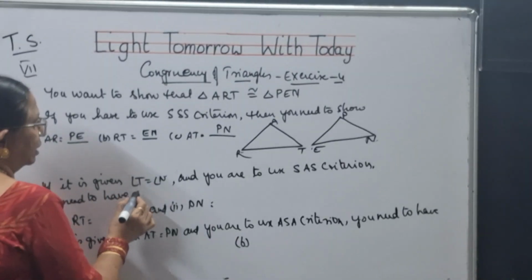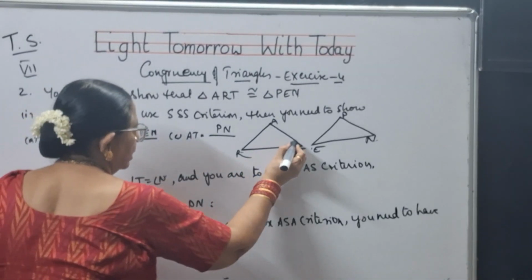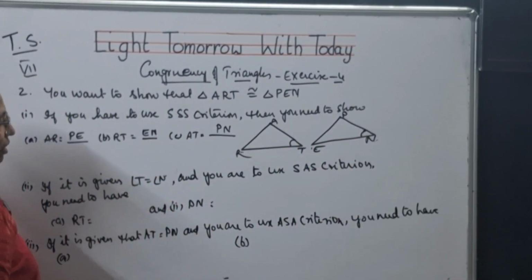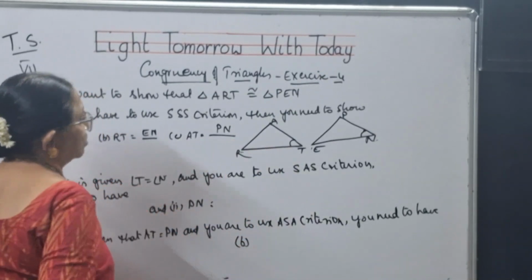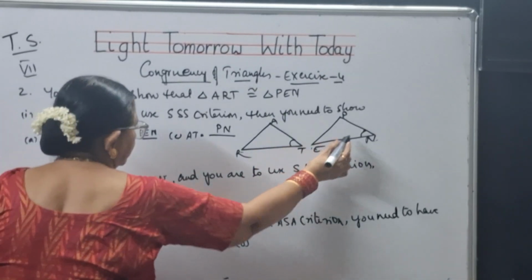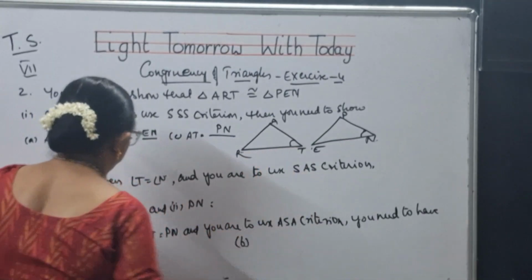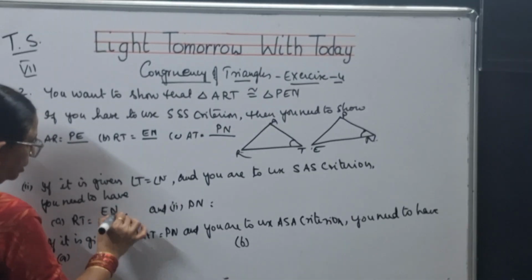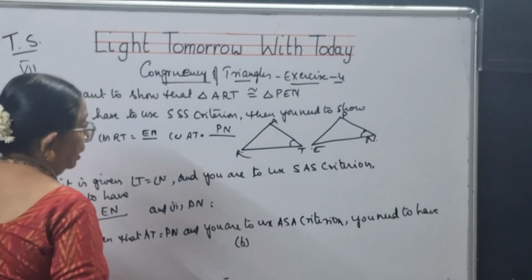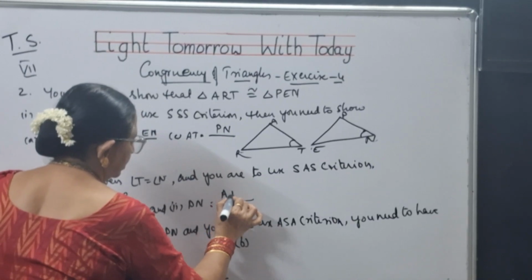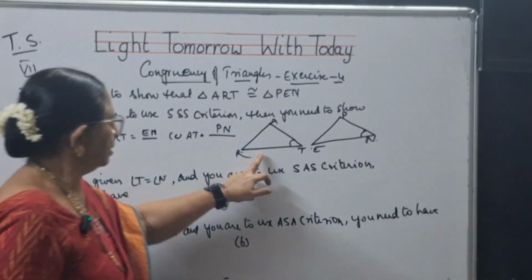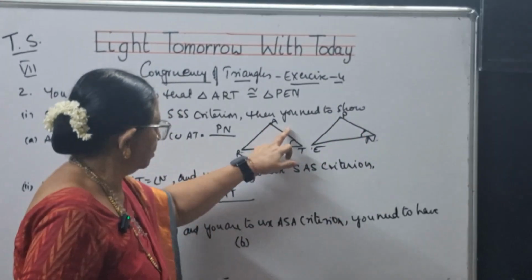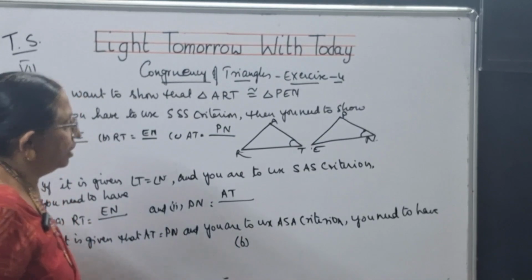Second bit, if it is given that angle T and angle N are equal, you are to use side angle side criteria. So if these two angles are equal, side angle side. So what you need? RT is equal to EN, and PN is equal to AT. If they are given, then we can say that RT is equal to EN, AT is equal to PN, angle T is equal to angle N. So basing on side angle side property, they are congruent.